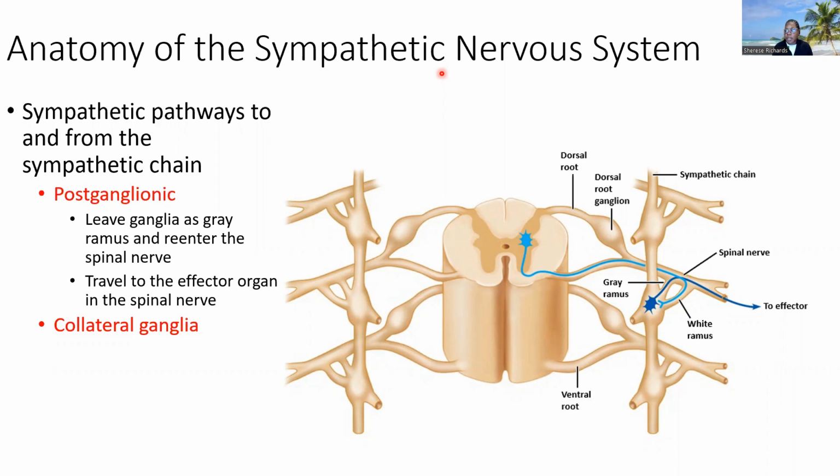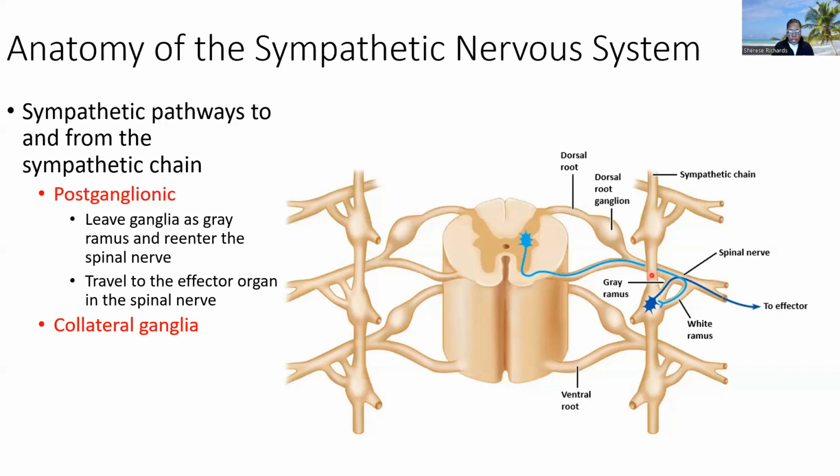The third thing that we said here regarding the sympathetic nervous system is that we have a myelinated white ramus fiber emerging from the ventral root of the spinal cord, joining the spinal nerve, and then we have it synapsing at the autonomic ganglia that's a part of the sympathetic chain. Then we have a gray ramus fiber emerging from that ganglia, re-entering the spinal nerve, and then going all the way out to the effector organ.